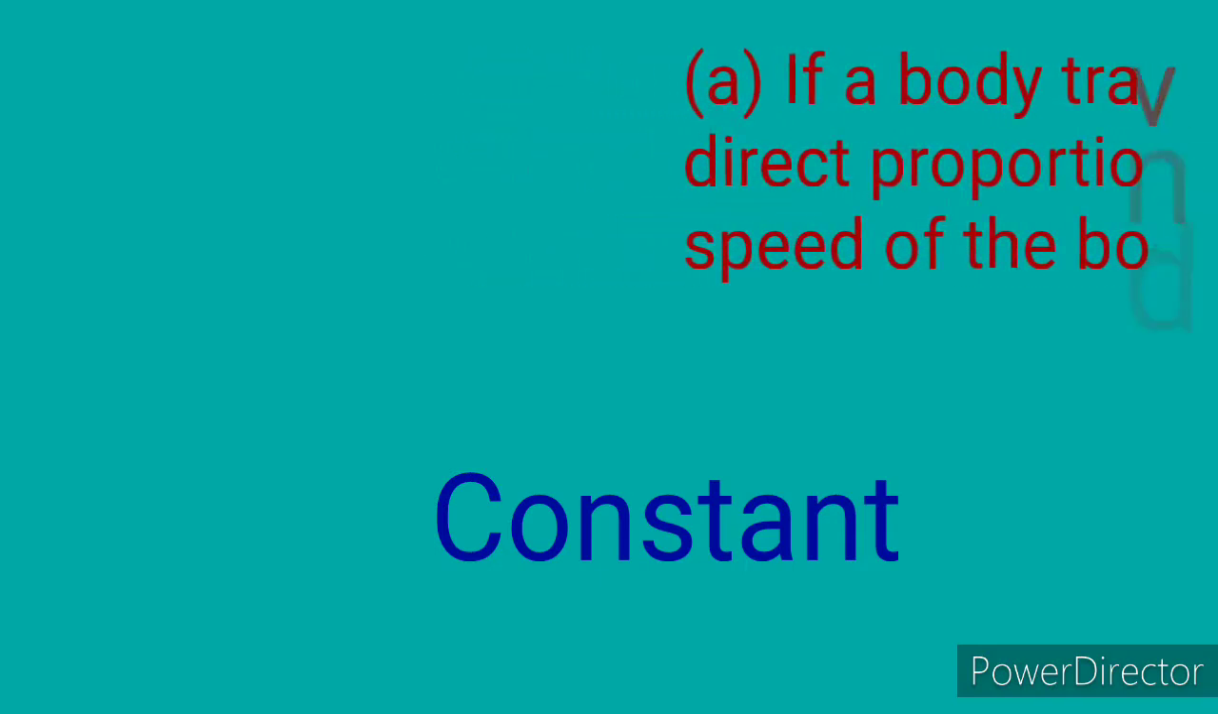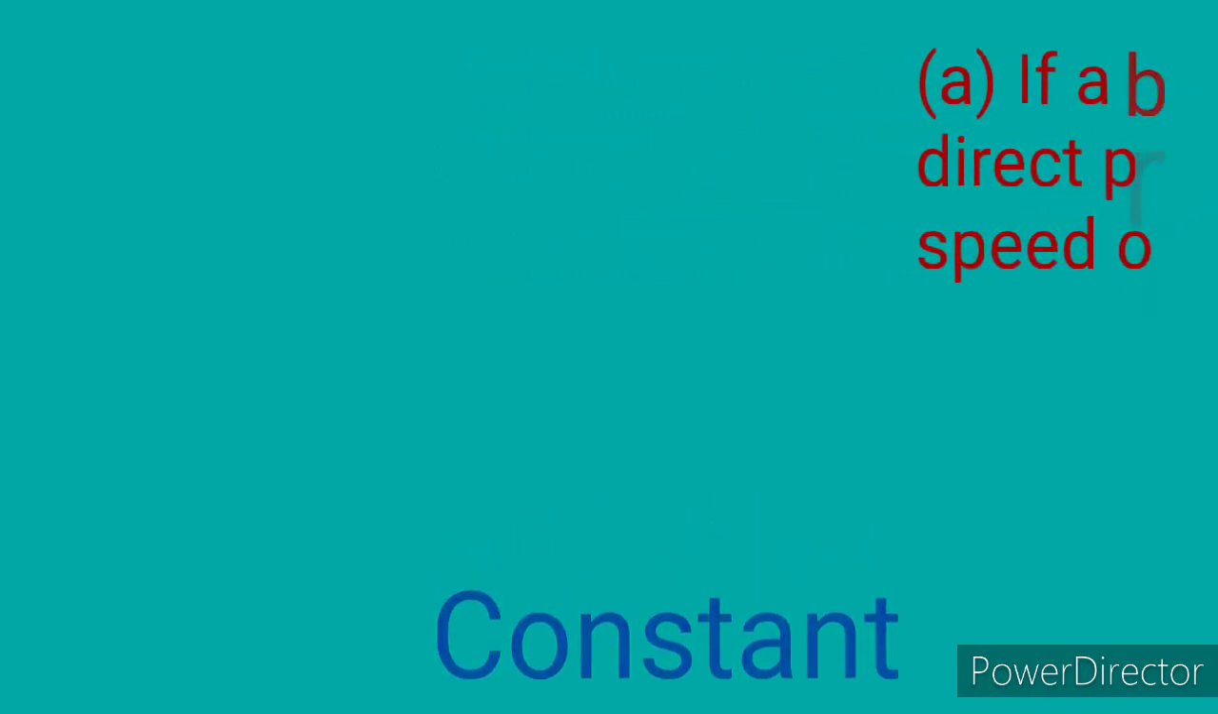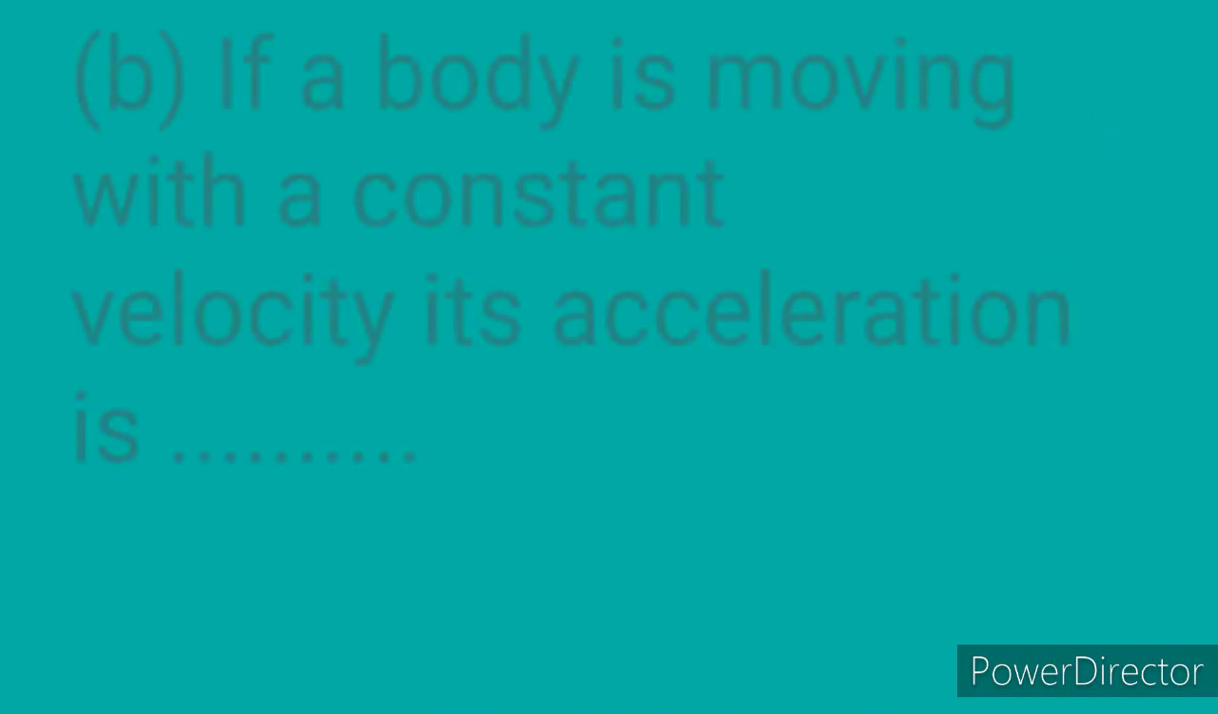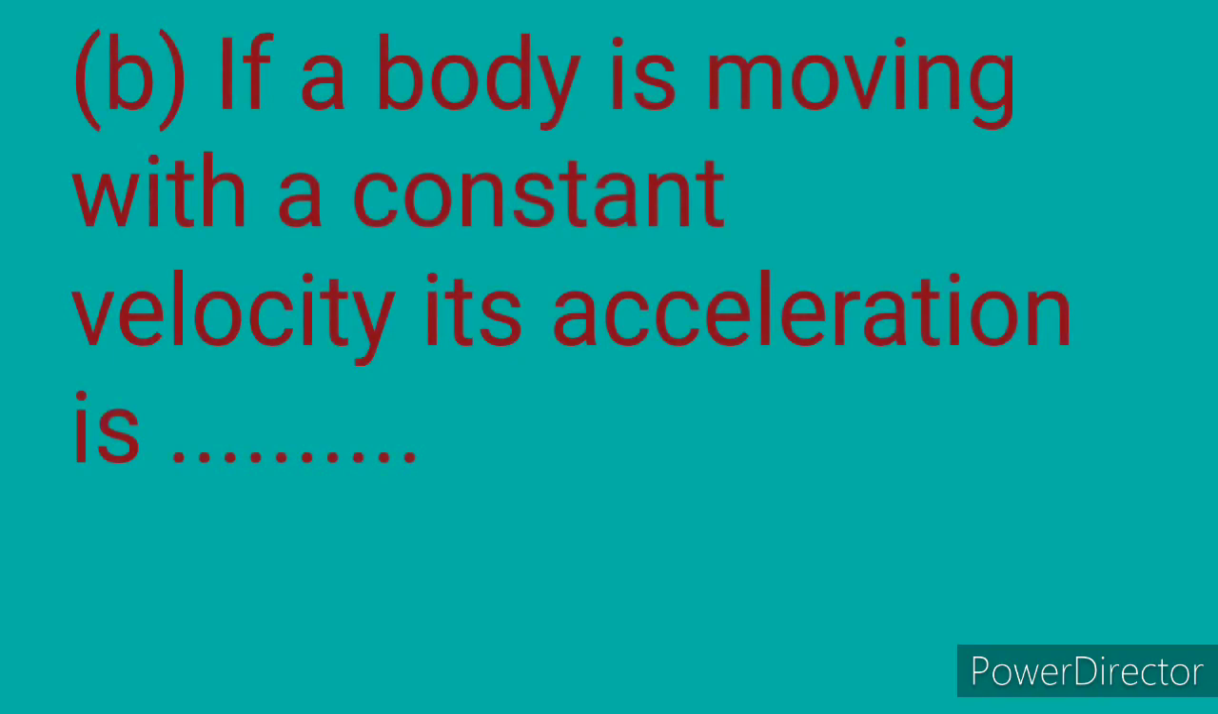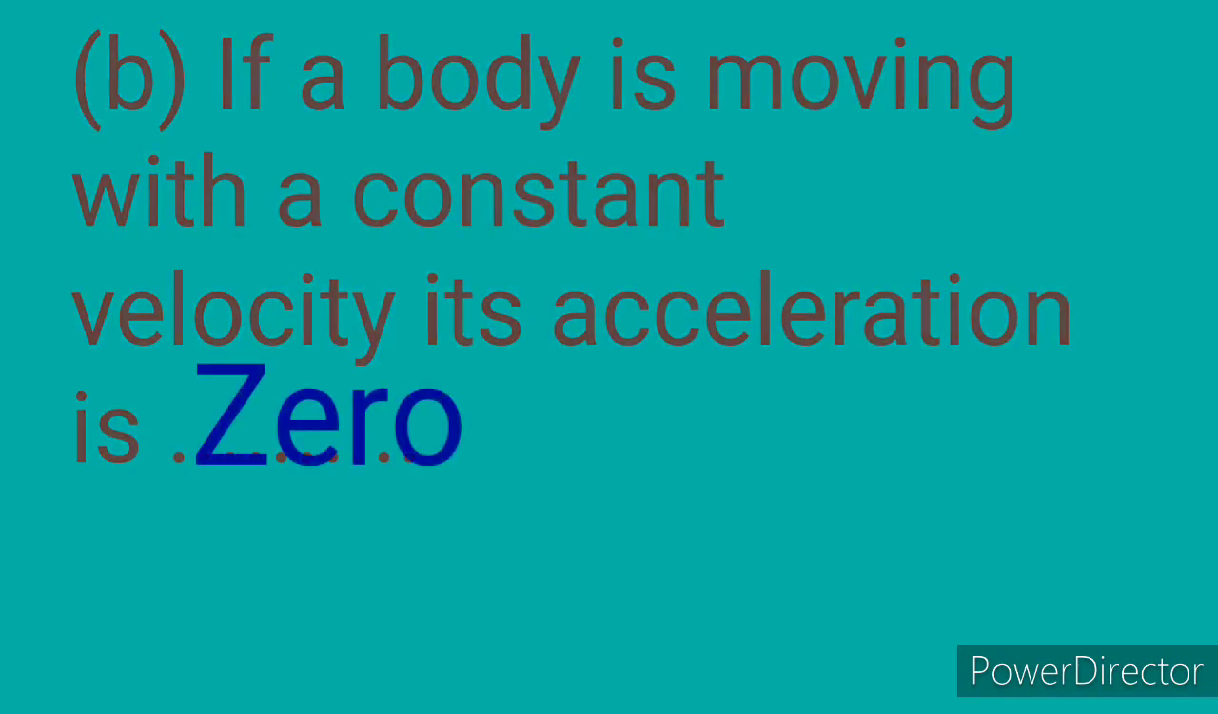Now let's see the second blank. The second statement is: if a body is moving with a constant velocity, its acceleration is. We know that acceleration is the change in velocity, and if velocity doesn't change, then the acceleration of the body is 0. So the answer of this statement is 0.